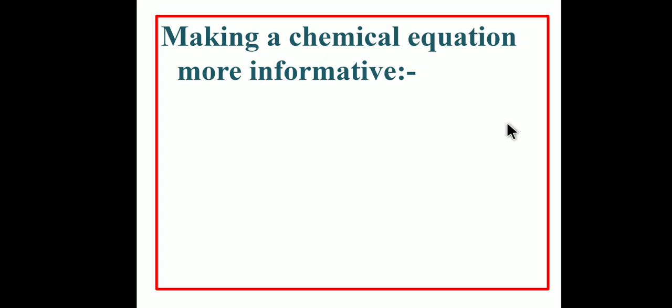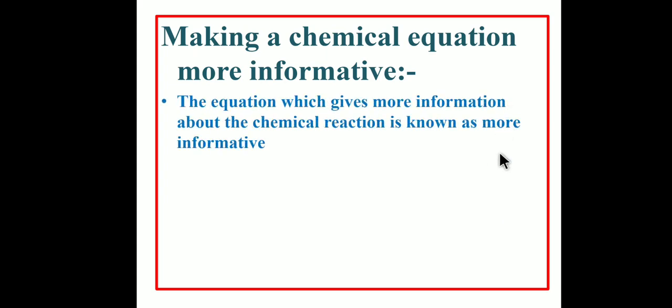So, making chemical equations more informative. If you take any one of the chemical equations, how can we make that equation more informative? Then what is more informative? The equation which gives more information about a chemical reaction is known as more informative. That means not only the reactants and products and their symbols and formulas, it should give some more information. Then only the equation becomes more informative.